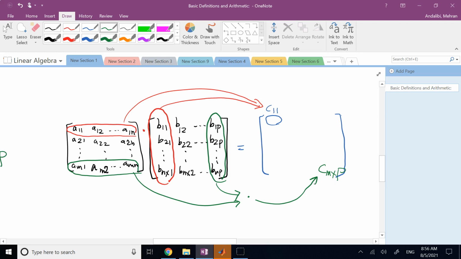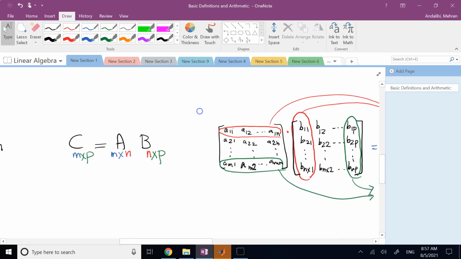Okay, so now why should they have the same? The number of columns in the first one and the number of rows in the second one should be the same. That allows for these two vectors that you are dot producting to be the same size. If you look, this one has n entries and this one also has n entries. And when you dot product two vectors, they have to have the same length. Because they both share n, that allows for the dot product to happen. Otherwise, you couldn't. And clearly, you see why the result is going to be M by P.